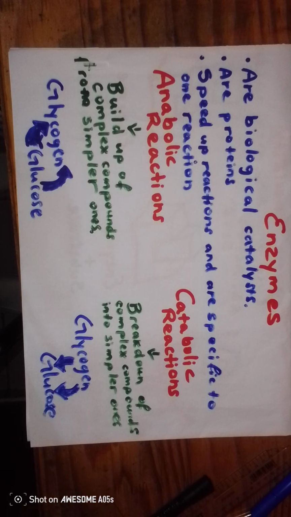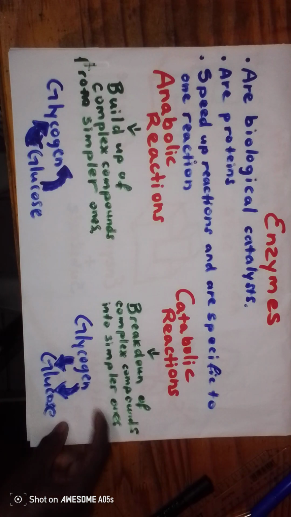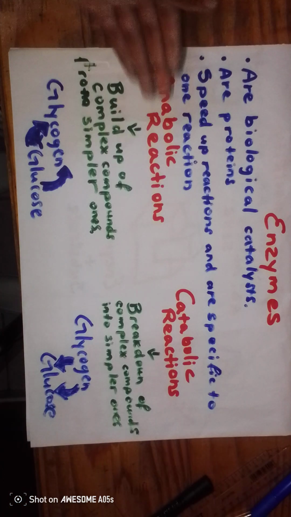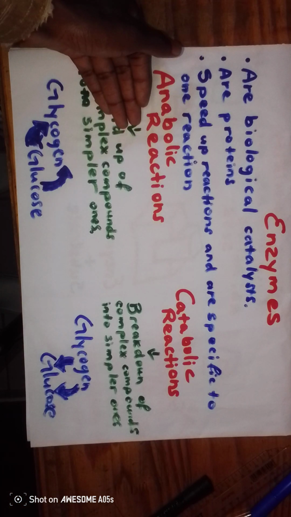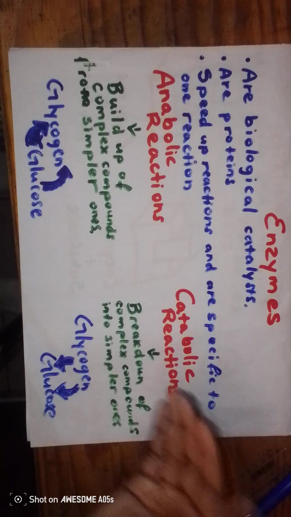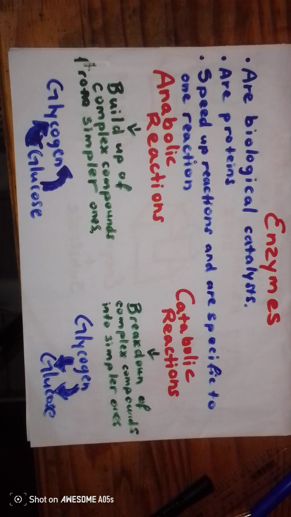As you can see, the arrows are now in the inverse direction. That means my glycogen is now being broken down into glucose. So again, anabolic reactions, you build up your complex from your simple. Catabolic reactions, you break down your complex into simple. I hope that is understood.